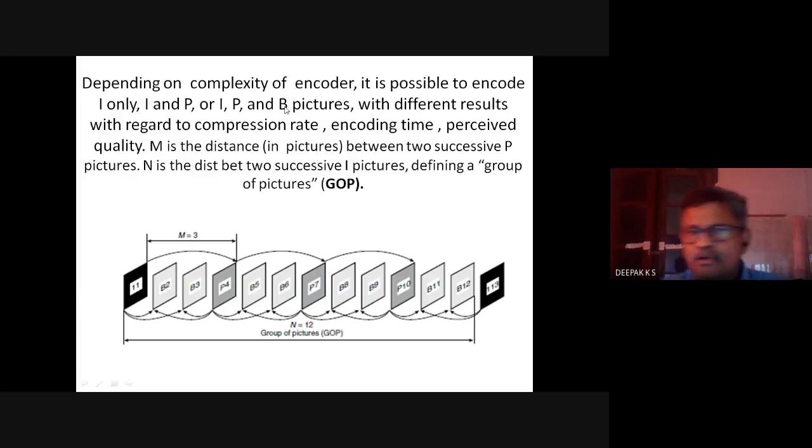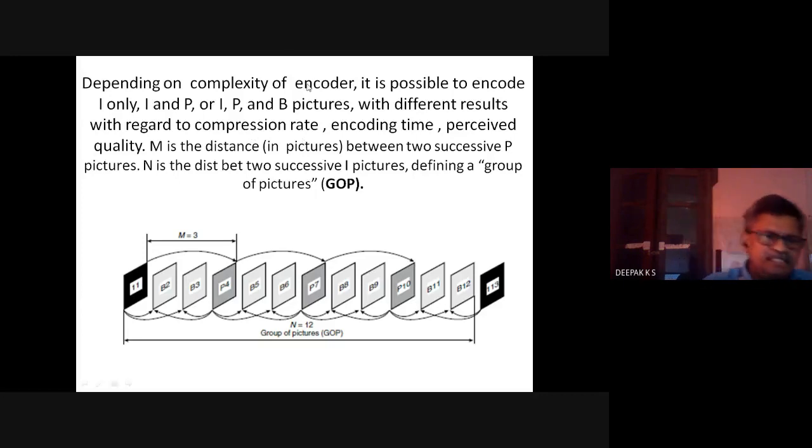So depending on the complexity of the encoder, it is possible to encode I only, I and P, or I, P and B pictures with different results. So you can have various combinations. It's all algorithm based with different results. With regard to compression rate, encoding time, and quality also, you have different results.